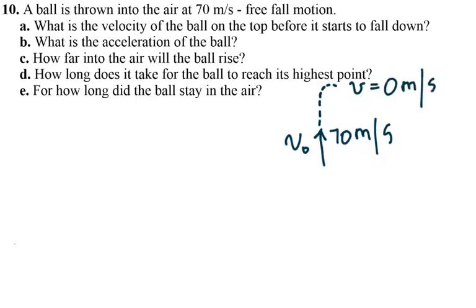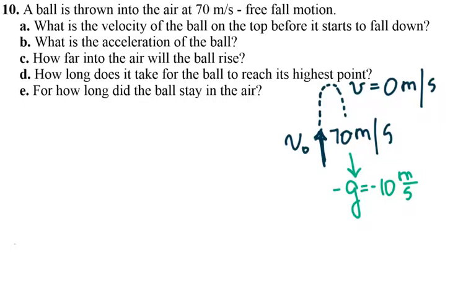So it loses the velocity because there is downward acceleration, negative acceleration due to gravity, negative 10 meters per second. And then by the time it reaches back to the ground, it will have the same 70 meters per second, but in the opposite direction. So here are the questions.